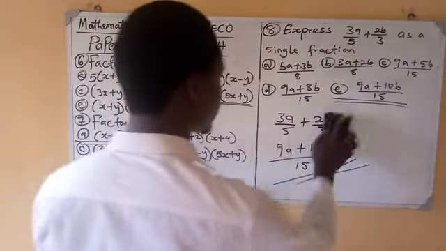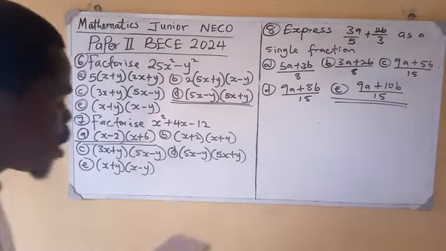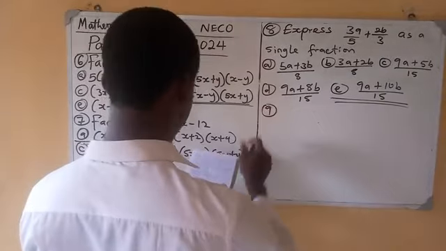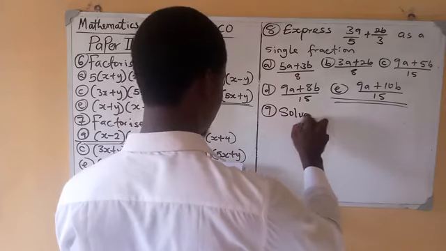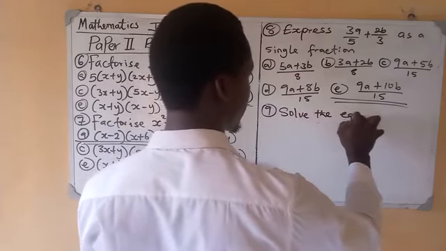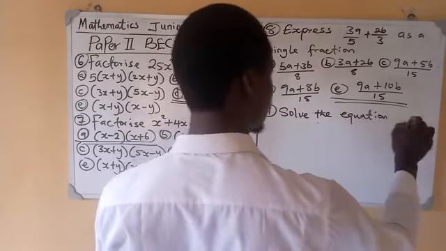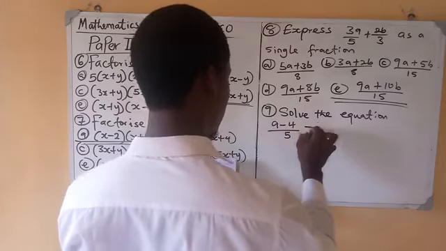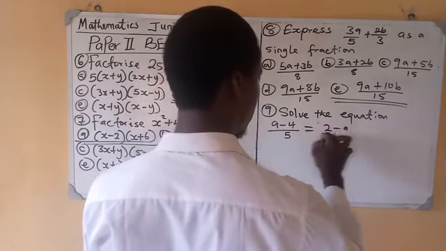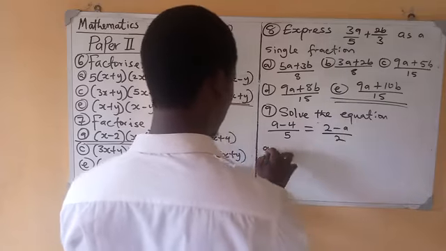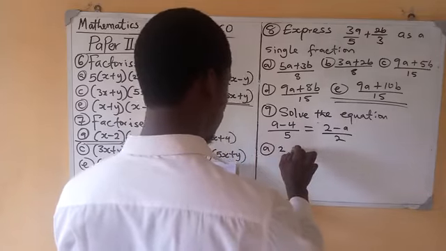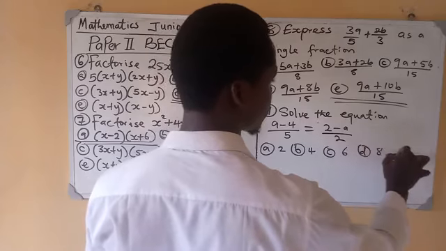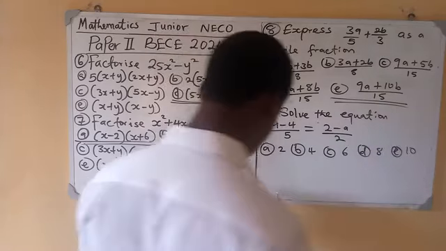We move to the next question. Question number 9. Question number 9 says solve the equation: a minus 4 all over 5 equals 2 minus a all over 2. The options are 2, 4, 6, 8, 10. So that is the option.